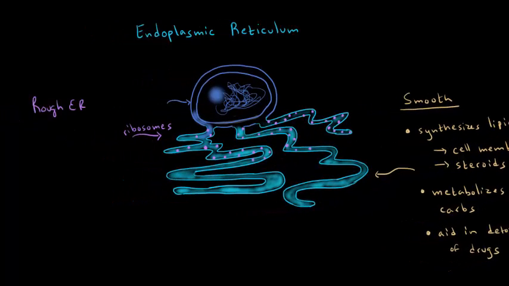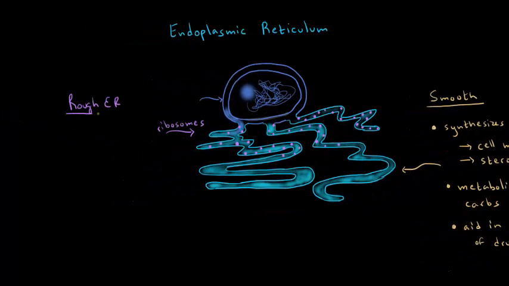Let's go to the rough endoplasmic reticulum. So the rough endoplasmic reticulum, as we mentioned, has ribosomes, which means it's the site of protein synthesis. But we know that there are also ribosomes that are in the cytoplasm. So what's the difference between those proteins that are translated in the cytoplasm and those that are translated in the rough endoplasmic reticulum? So let's split protein synthesis into two. We have those that are made in the cytoplasm and those that are synthesized in the rough endoplasmic reticulum.